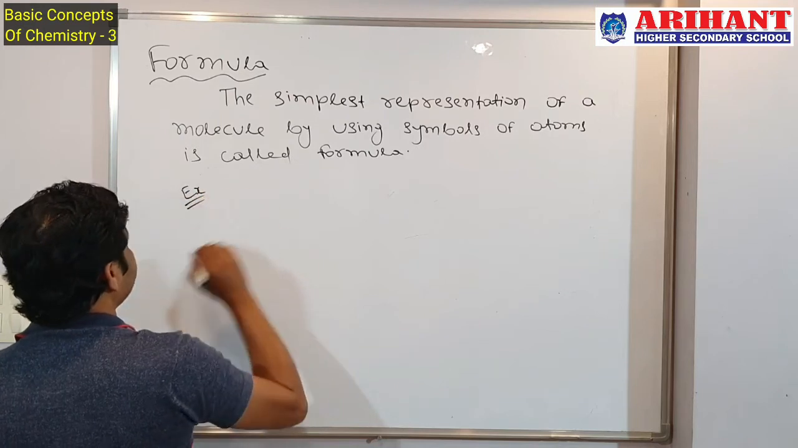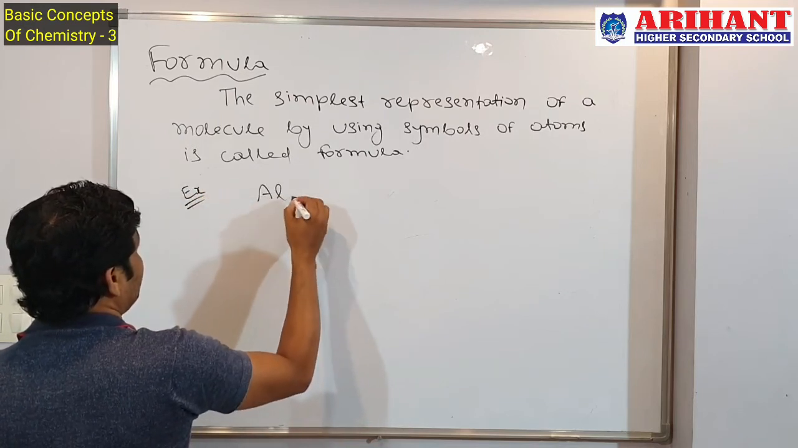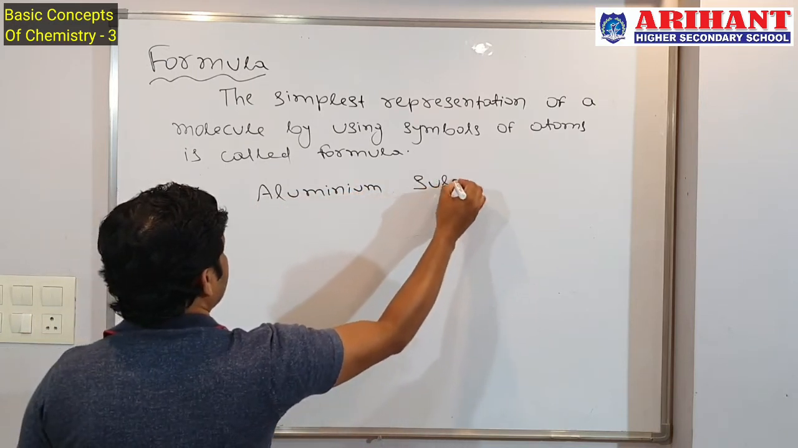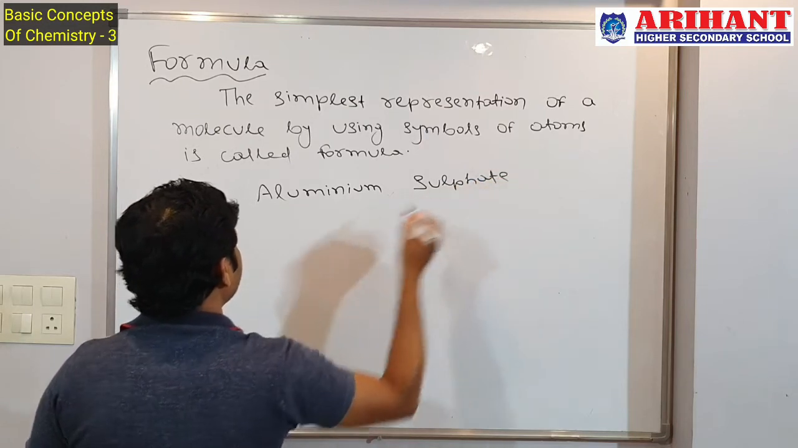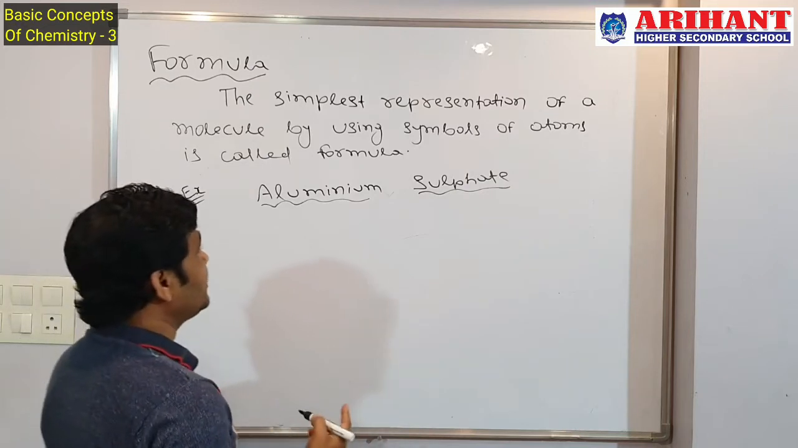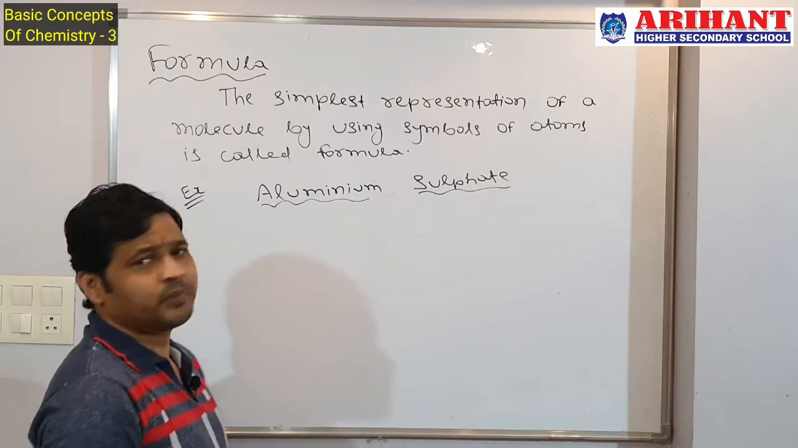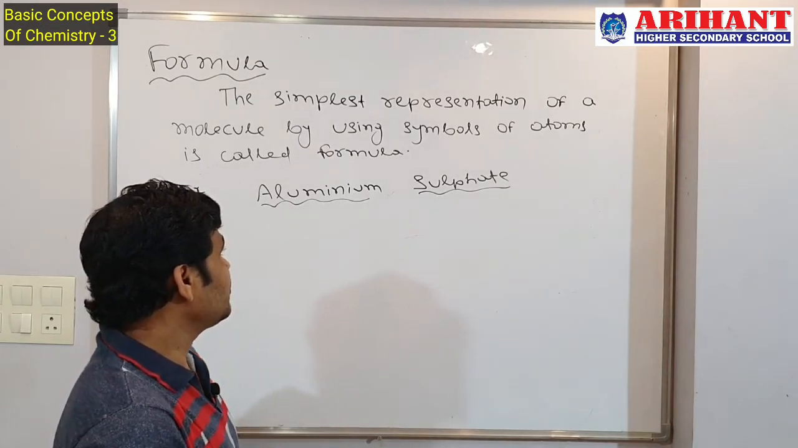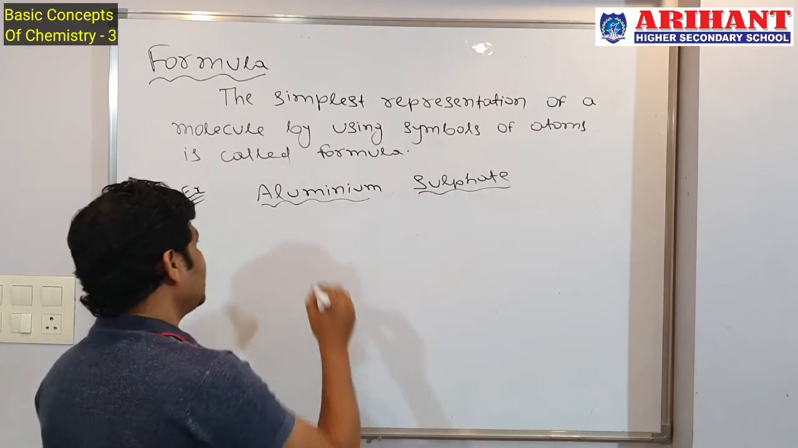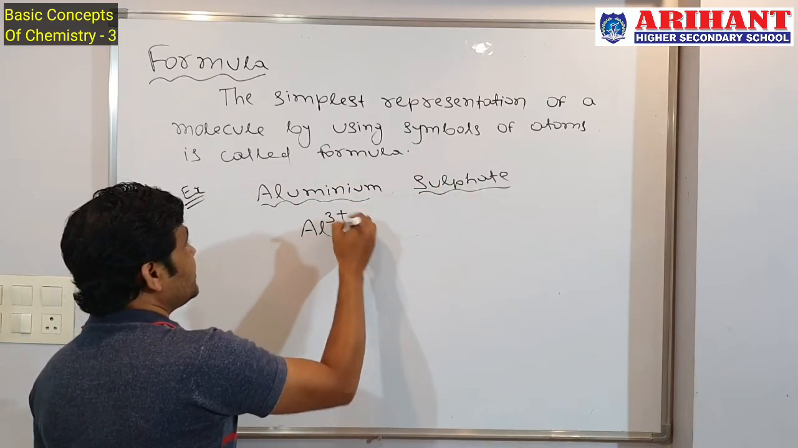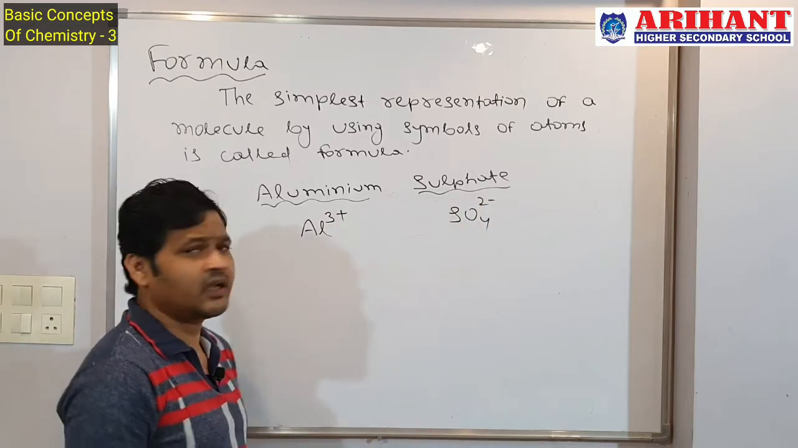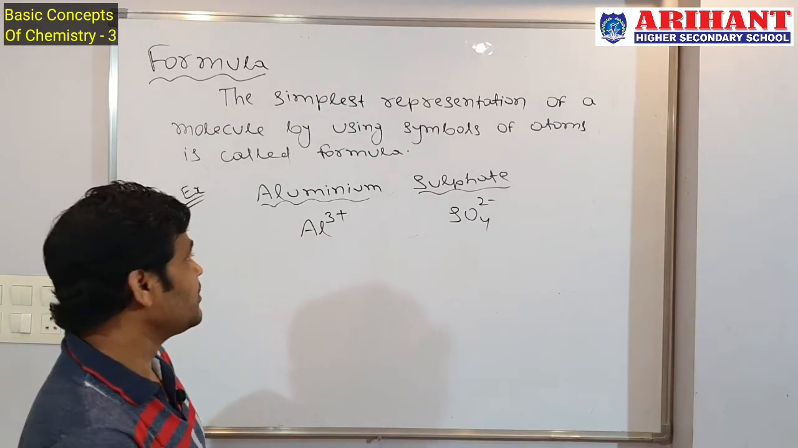For example, aluminium sulfate. Molecule has two parts. One is basic radical and another one is acidic radical. Al3 plus, SO4 2 minus. Al3 plus is the cation, SO4 2 minus is the anion.